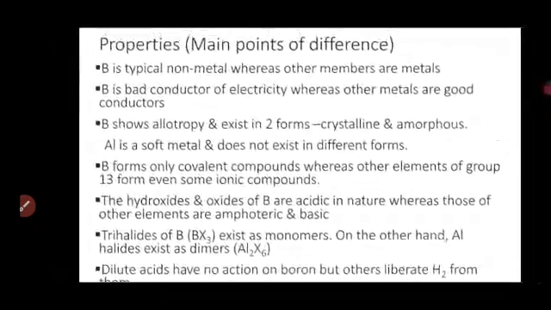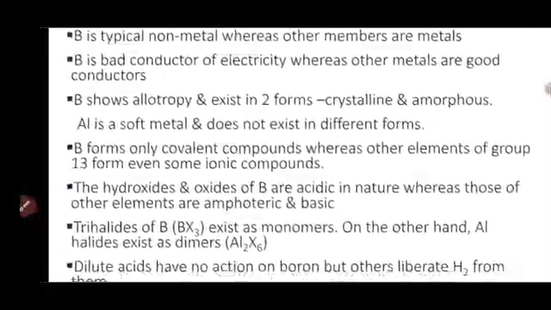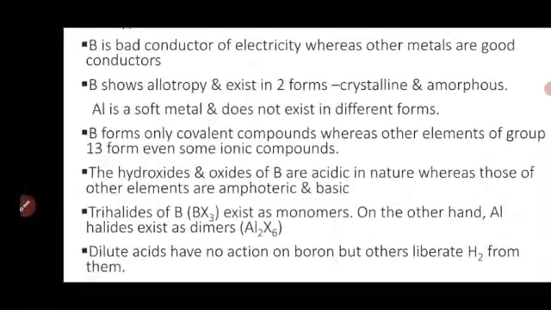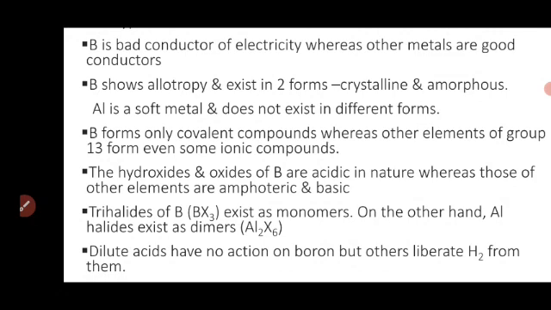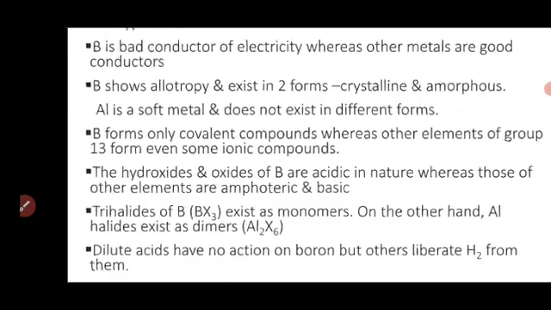Boron forms only covalent compounds, whereas other elements of group 13 even form ionic compounds. This is also we have seen, because boron is having very small size, it cannot give its electron. It can only share the electrons.